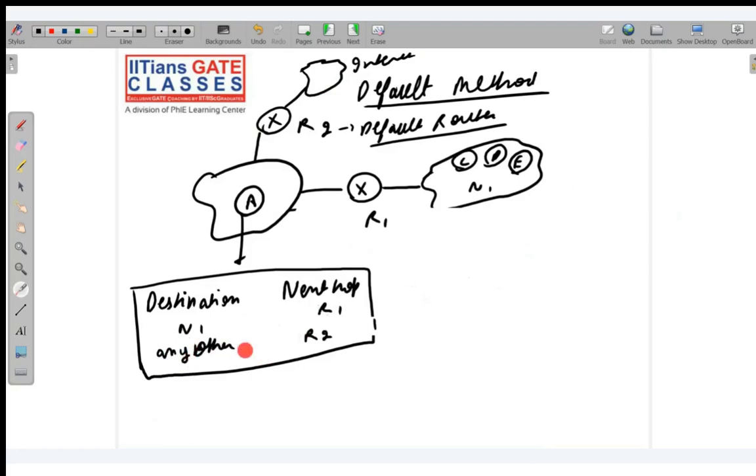So what is this any other? Mathematically, how we will solve it, don't worry, I will tell you about it later. But the basic fact is like this we will do. So this is known as the next hop method, and it was one of the best methods, which is used nowadays also.